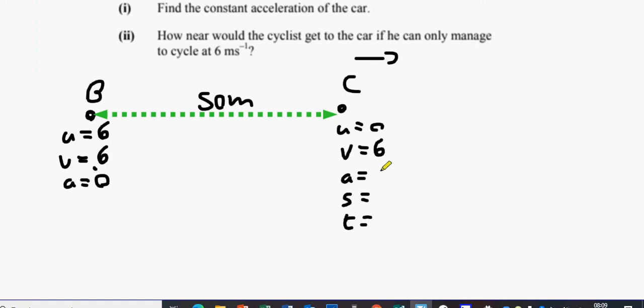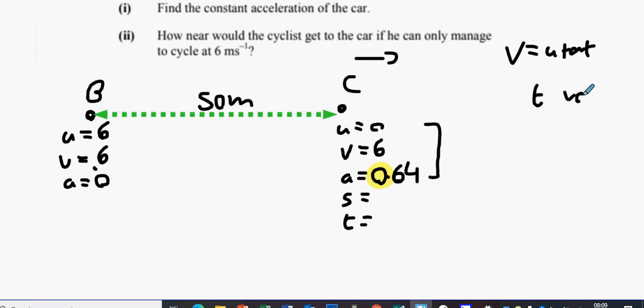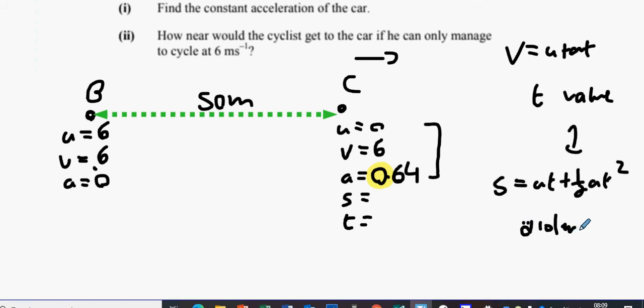All right, what's my acceleration from the last question? 0.64. So this is actually quite easy now. This is a very basic question now. Here's what we're going to do. We're going to find the time taken, or even the distance. You have two routes. You can do v equals u plus at, and find out the t value, and then you can throw that into s equals ut plus a half at squared, and then you can find the distance the car travels.